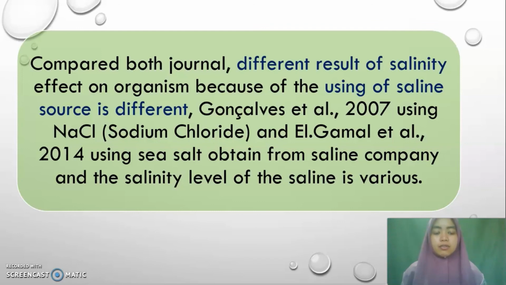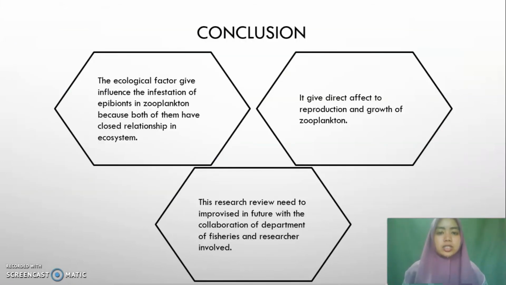Comparing both genera, there were different results of salinity effect on the organism because the saline source used is different. Goncalves et al. 2007 used NaCl, which is sodium chloride, and Elgamon et al. used sea salt obtained from a saline company, and the salinity level of the saline varies. So the conclusion: it gives a direct effect to reproduction and growth of the plankton.